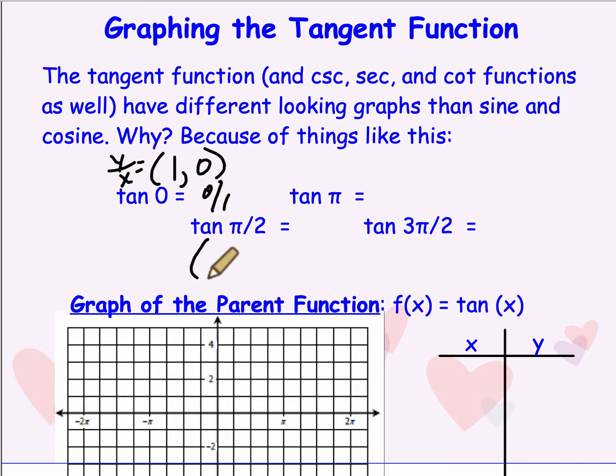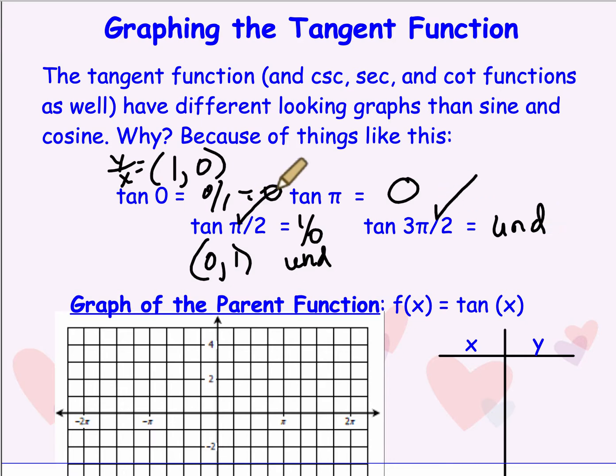At pi over 2, the coordinates are (0, 1), and if I do the same thing, I get 1 over 0, which is undefined, versus 0 over 1, which is 0. Tangent of pi is 0, but the tangent of 3 pi over 2 is undefined. And as we've learned previously, every time we have something that is undefined, in other words, we divide by 0, it creates a vertical asymptote. So every time we get to 3 pi over 2 or pi over 2, we end up with an undefined function or a vertical asymptote.